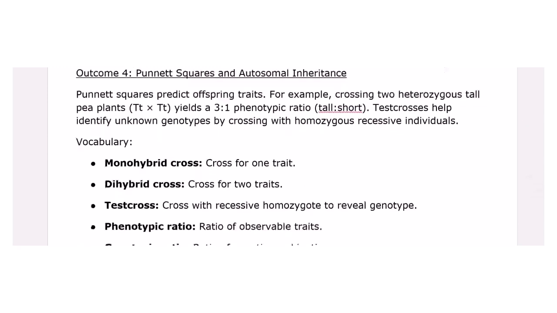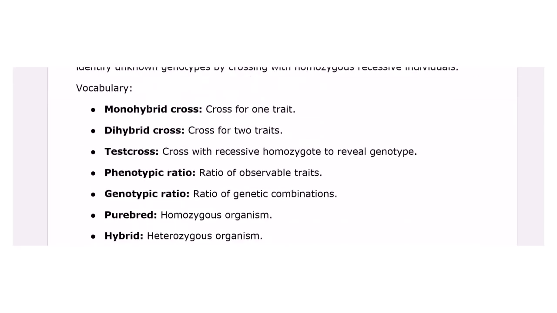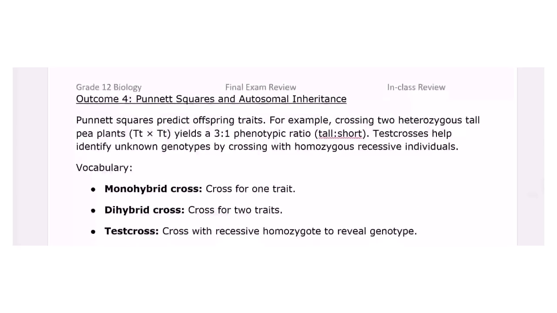Let me see what's here, because I want to do some examples of crosses yet. Okay. Punnett squares and autosomal. Punnett squares are what?